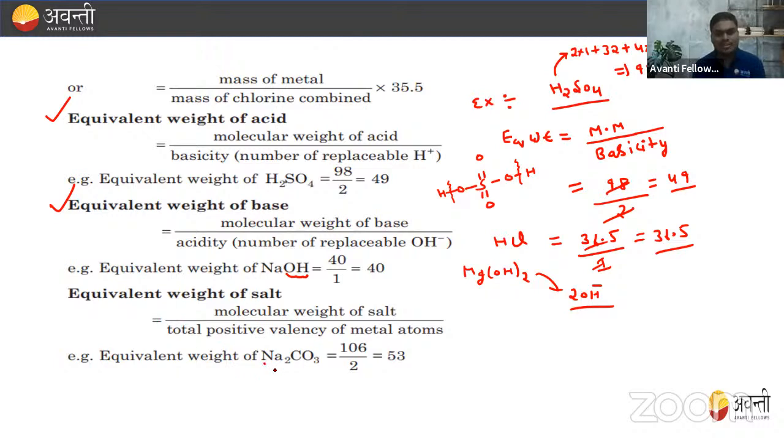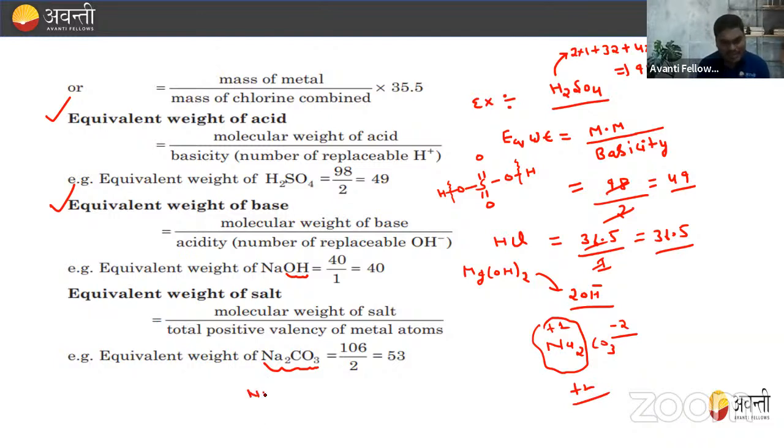So for example, in case of Na2CO3, right? Na2CO3. So molecular weight of Na2CO3 we all know 106, and total positive valency of the metal atom. So what is the positive valency of the metal atom in this case? We have Na2CO3. So we all know Na having +1 and CO3 having -2. So total positive valency is what, beta? That is 2 now, because one sodium carrying plus 1 charge, so 2 sodium carrying plus 2 charge.